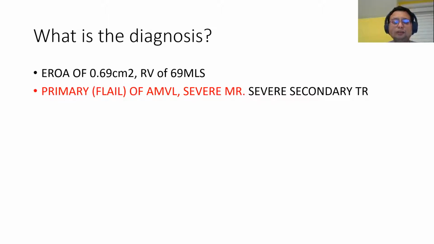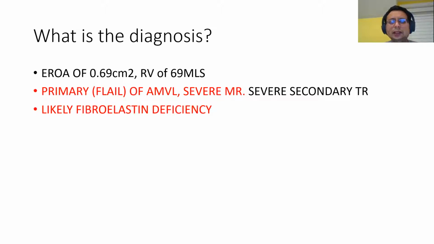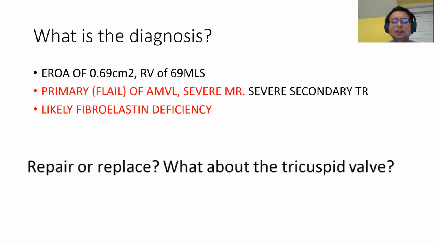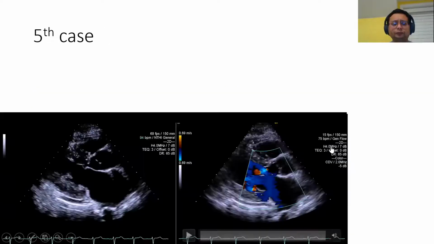The patient also has severe secondary tricuspid regurgitation. This is a likely fibroelastin deficiency. So repair or replace, and what about the tricuspid valve? Always remember to repair a repairable primary mitral regurgitation. And for the tricuspid valve, we also have to repair because there is a concomitant severe secondary tricuspid regurgitation.